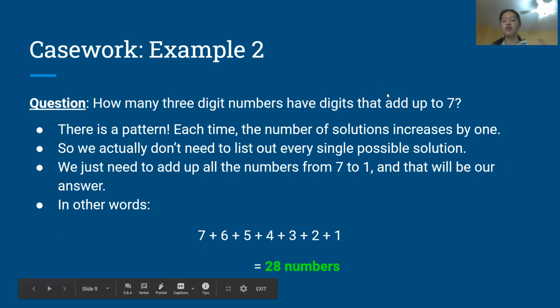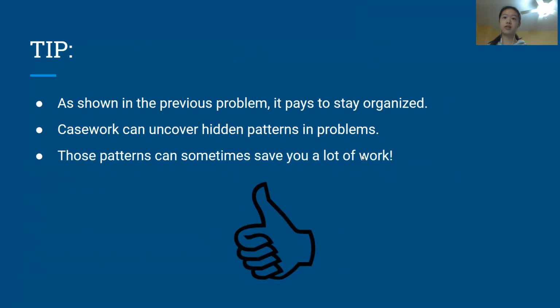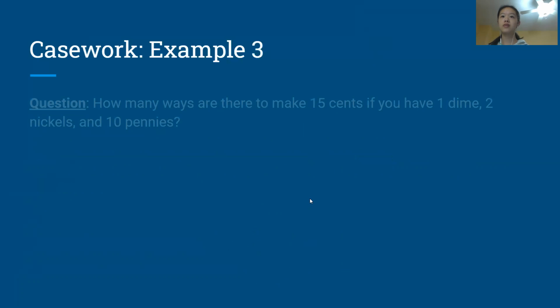So you can see casework makes things easier. It would not be a good idea to randomly list out numbers. It would be better to list them out in order, because then you can see patterns and it just helps you stay organized. And those patterns can save you a lot of work sometimes. However, you still do need to be careful because some patterns can sometimes be a little misleading.